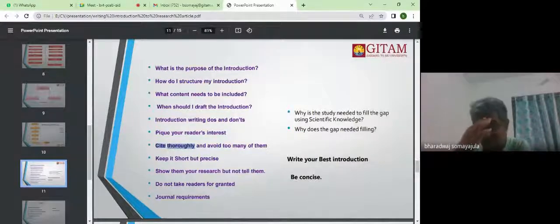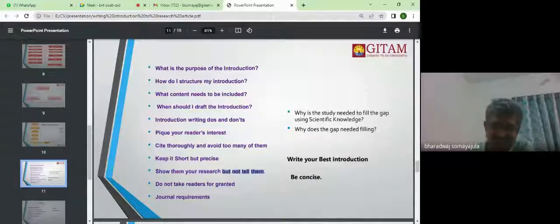I remember when I was a reviewer, I have seen 120 citations. The paper itself is around 15 pages, and the citations are around 10 pages. That is unacceptable. Remember that you cannot cite too many papers. You have to cite the best papers among them, and that should be inserted into your introduction. Keep it short, keep it precise, show your research, but do not tell them everything.